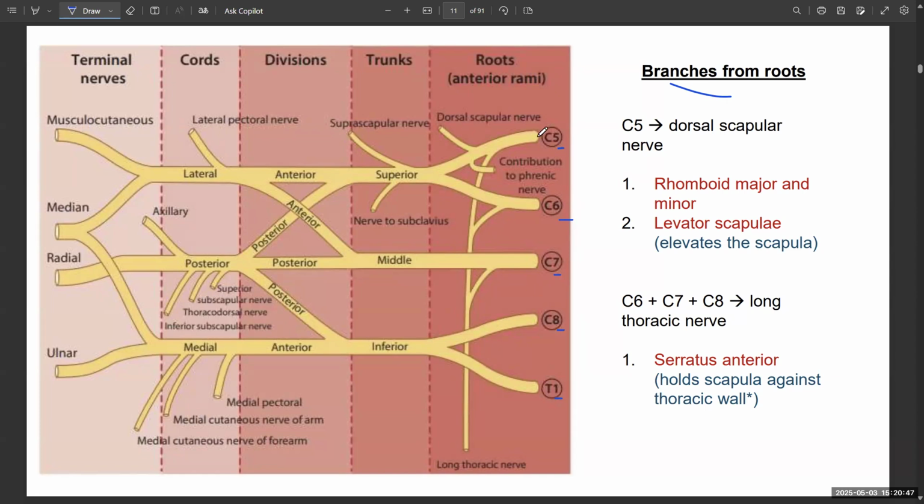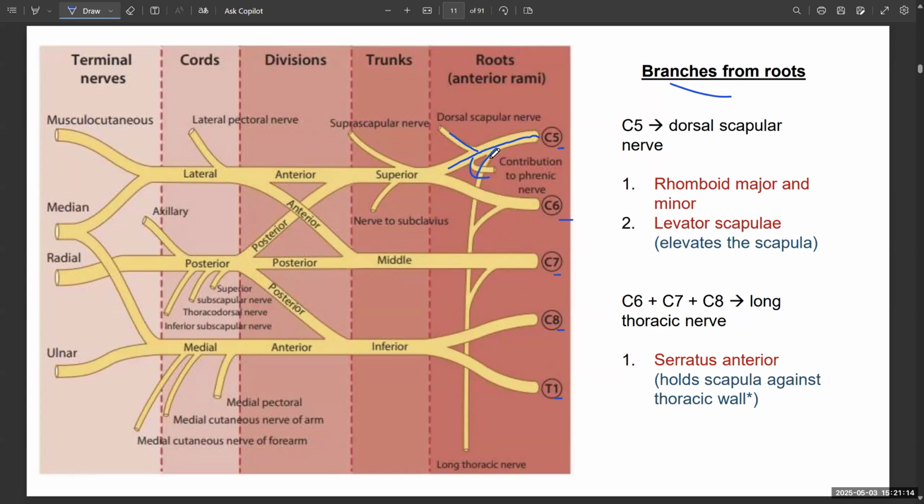If we look at the root here, this is C5, it's going down, and whoa, it's giving off some branches. So we can see one branch, another branch, another branch. So there's 3 branches here. We're not going to talk about contribution to the phrenic nerve, that's not important. But what is important is the dorsal scapular nerve. Now, this supplies the rhomboid major and the minor, and it also supplies the levator scapula. This is pretty straightforward. It elevates the scapula.